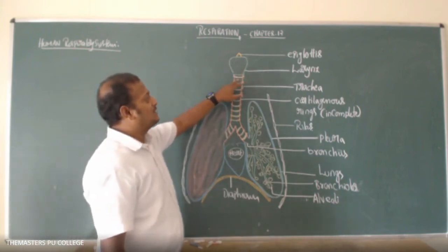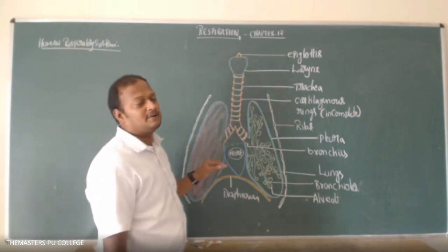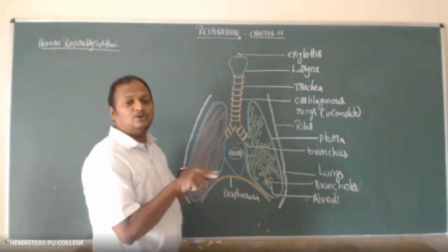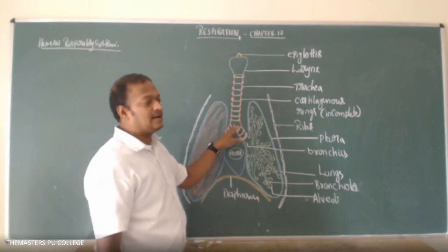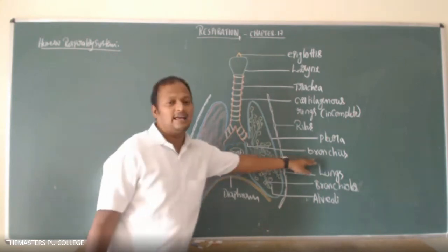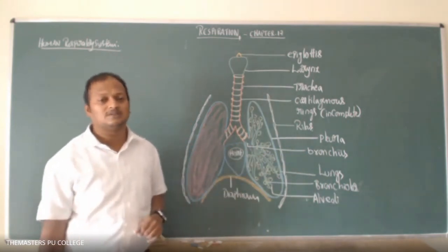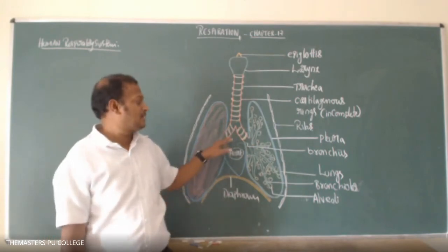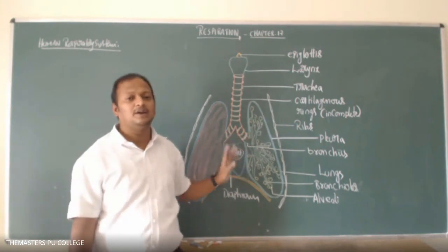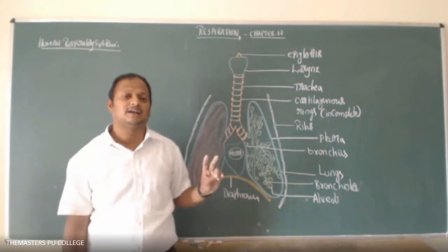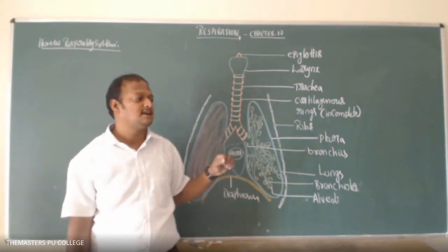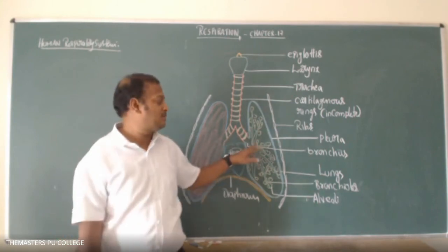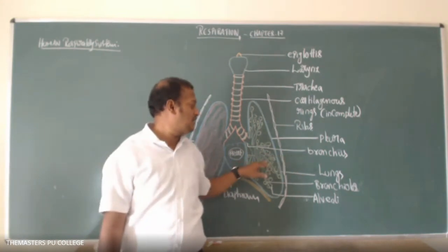So the larynx further leads into the windpipe, that is called the trachea. The trachea divides into two branches, right and left bronchi; a single one is a bronchus. The bronchi further divide into primary, secondary, and tertiary bronchi, and finally into bronchioles. So the branches of the bronchi are called bronchioles.